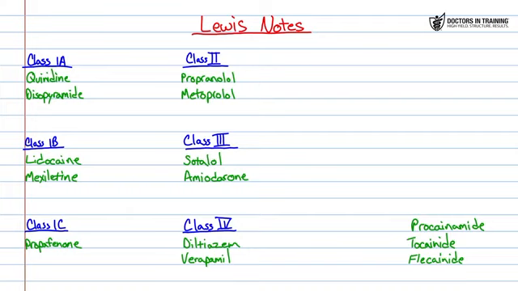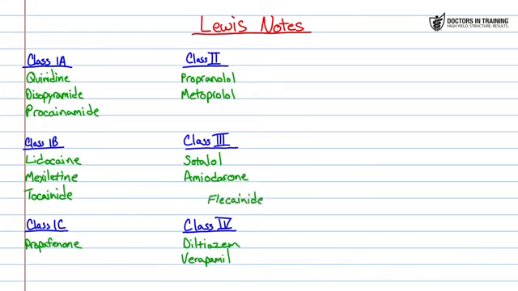Procainamide is going to be the pounder in our double quarter pounder in our class 1A. Tocainide is going to go over here. It's the tomato that's going to be over here in the class 1B again. And then our last one, flecainide. So flecainide is another class 1C drug.